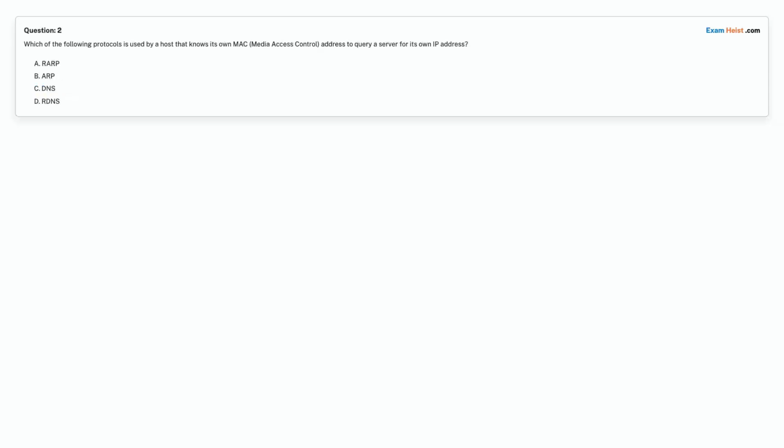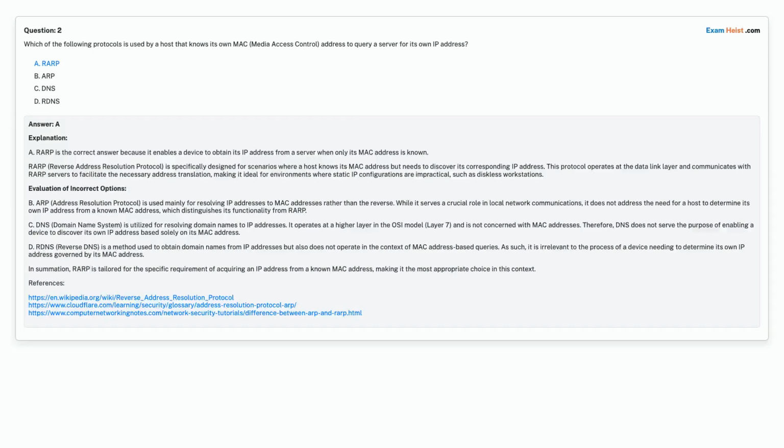Question 2. Which of the following protocols is used by a host that knows its own MAC, media access control address, to query a server for its own IP address? Option A, RARP. Option B, ARP. Option C, DNS. Option D, RDNS. Choose the correct answer. Correct answer is option A, RARP.